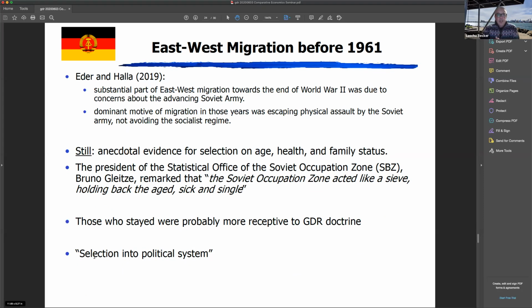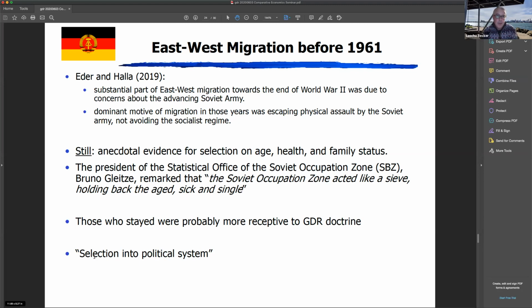Now, not everyone will necessarily have migrated only because of conviction about political preferences, but Eder and Haller argue that a lot of people migrated fleeing the Soviets as they approached at the end of World War II. But still there is anecdotal evidence that there is selectivity by age, health, and family status. And not all of that can be captured by these statistics in 1971 in the microcensus.